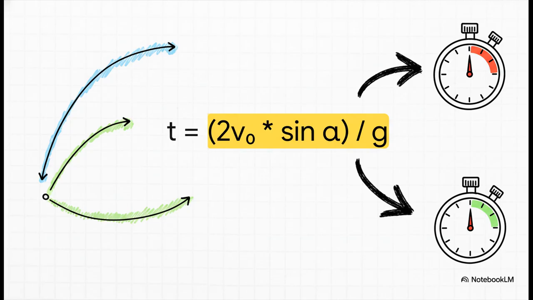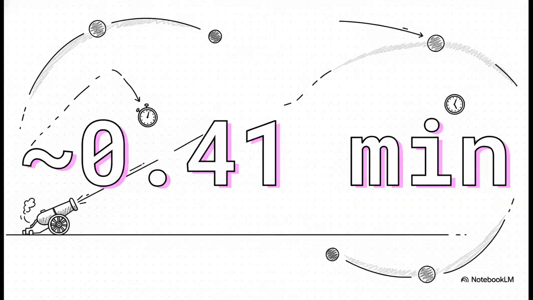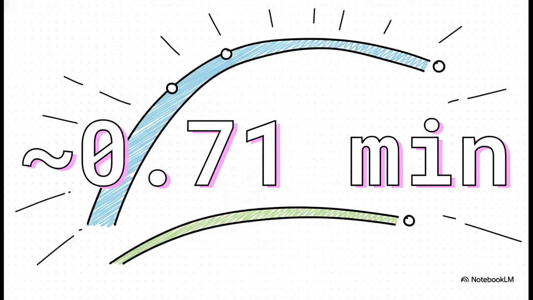Okay, so we have two angles. That must mean we're going to have two different flight times, right? Let's use the time of flight formula and calculate both of them. For that lower 30-degree launch, the shell hits the target pretty quick, in about 25 seconds. That's roughly 0.41 minutes. And what about the higher 60-degree path? Well, that one takes its time. The shell stays in the air for way longer, about 42 seconds, or 0.71 minutes.